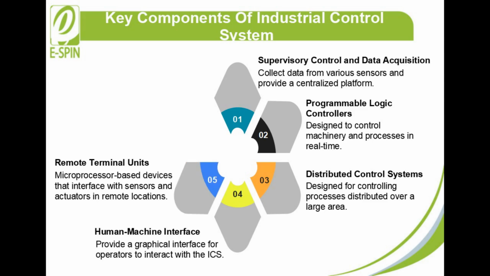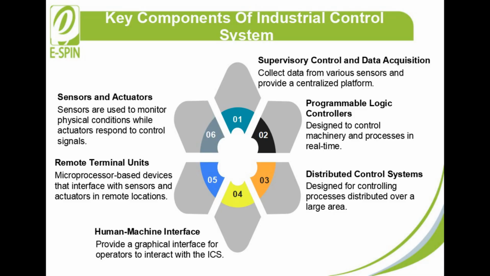5. Remote terminal units, microprocessor-based devices that interface with sensors and actuators in remote locations. They transmit data to central control systems and execute commands from SCADA systems. 6. Sensors and actuators. Sensors are used to monitor physical conditions such as temperature, pressure, and flow rate, while actuators respond to control signals by adjusting valves, motors, or other mechanical devices. Together, they form the backbone of ICS, translating digital instructions into physical actions.